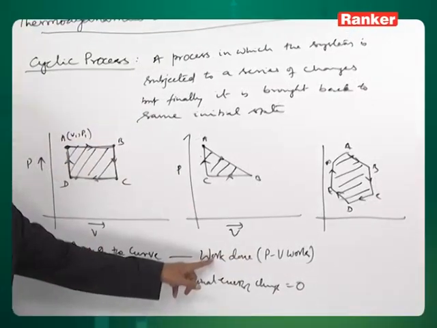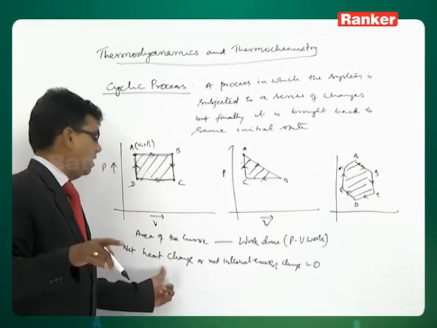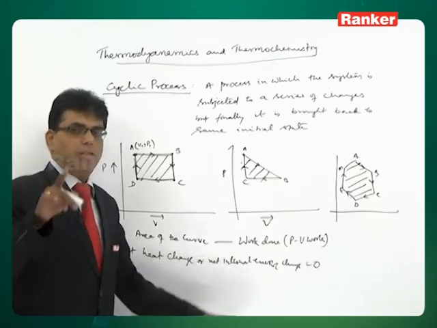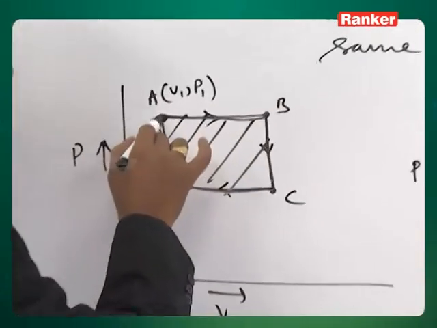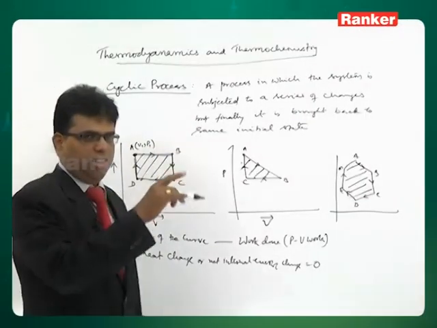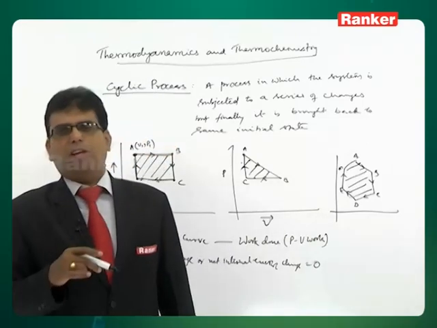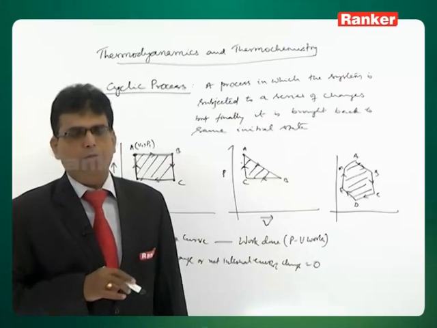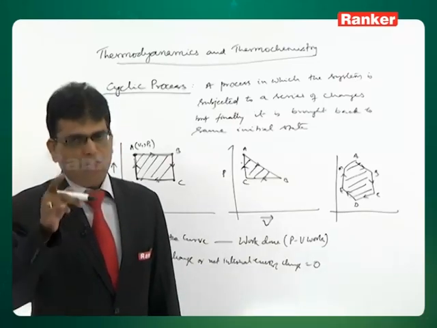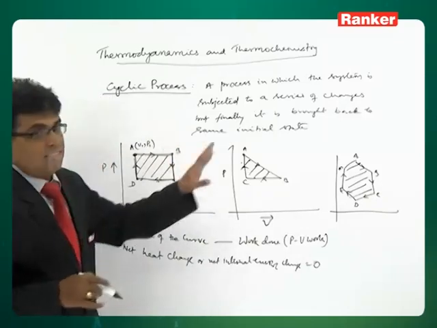Work done changes with change in the path, but displacement, that is nothing but heat change or internal energy change, that will be 0. Finally the system is brought back to the same initial state, to the same initial heat content it will acquire, same internal energy the system will acquire. So net internal energy change is 0, net heat content is 0, but work done will change from one path to the other path. This is what is called cyclic process.